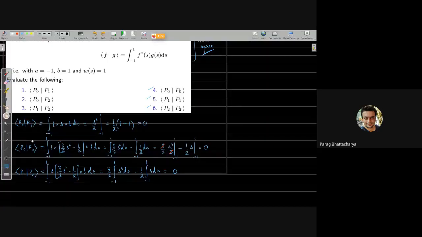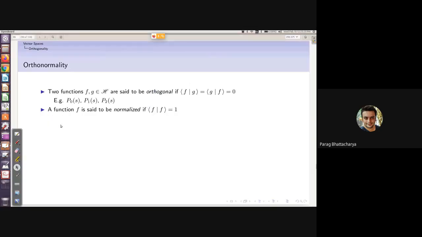You can see here, P0 with P1, we got 0. P0 with P2 is 0. P1 with P2 also is 0. Okay. So when you take the scalar product of each of these, you're getting 0. So that means they're all orthogonal.